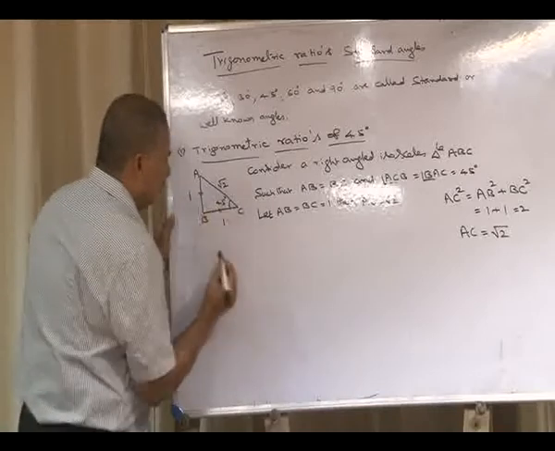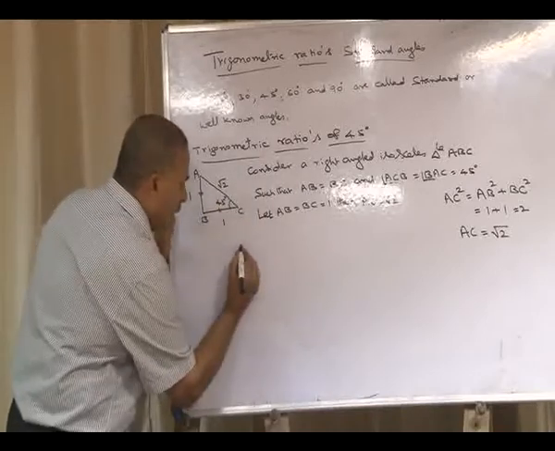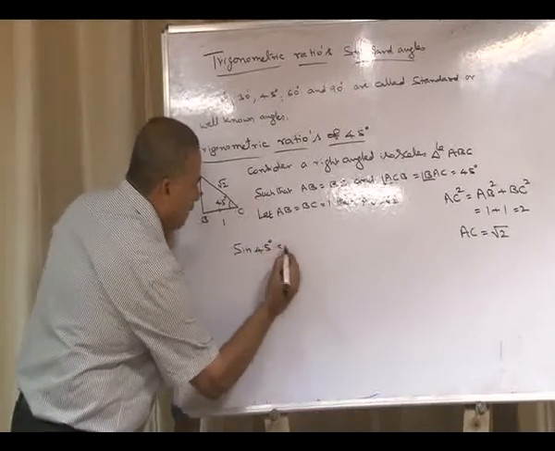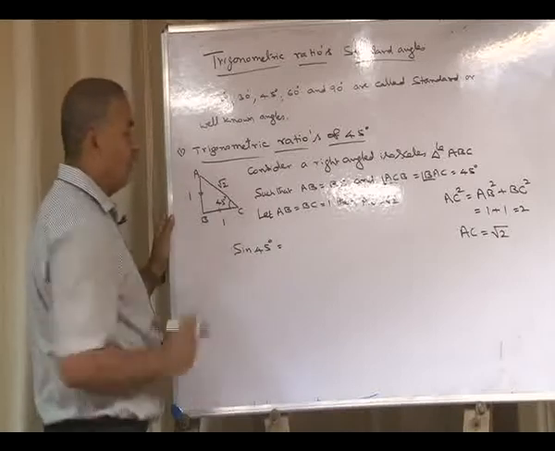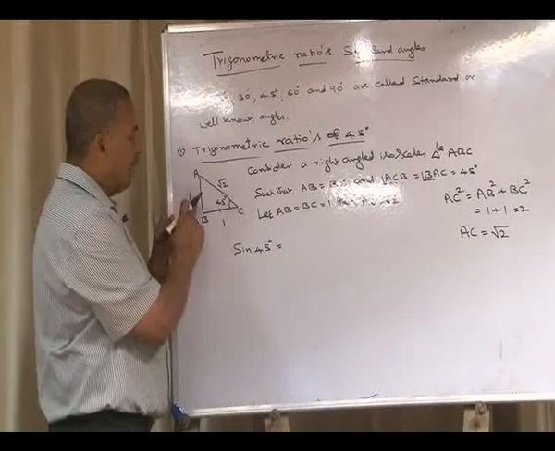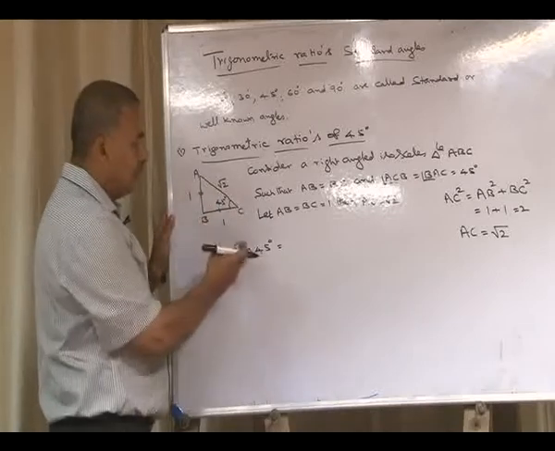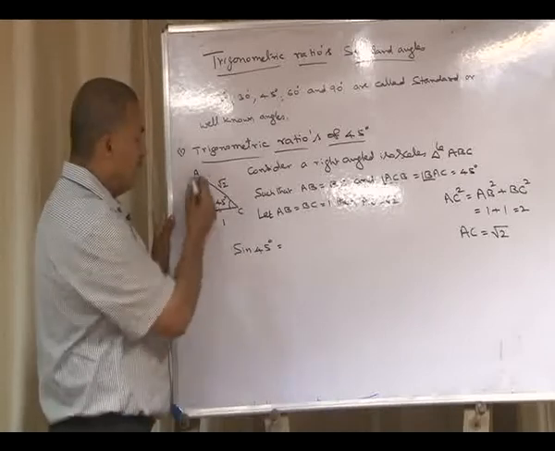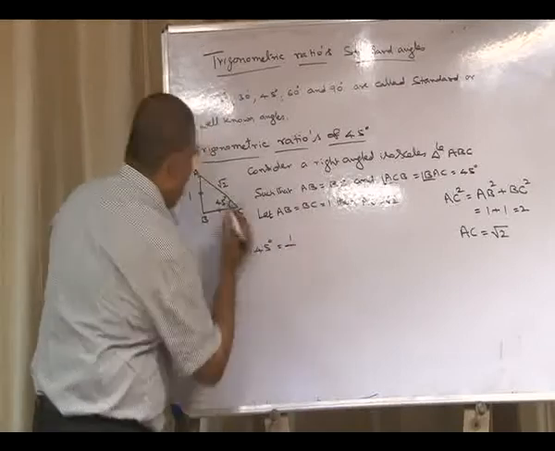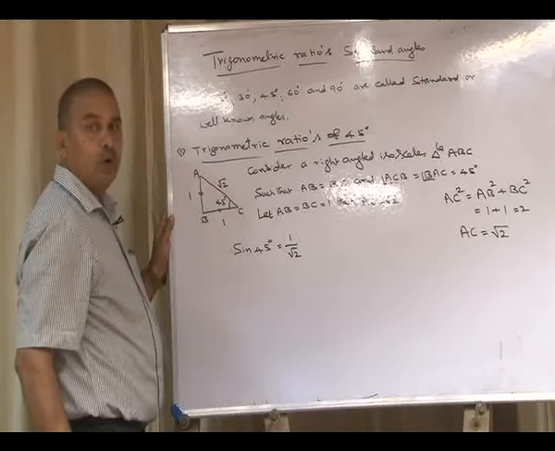Now by using this triangle, write the trigonometrical ratios of 45 degree. Sin 45 degree is the ratio of the opposite side of an angle 45 degree to the hypotenuse. The opposite side is 1 and the hypotenuse is root 2. Sine 45 degree is equal to 1 over root 2.